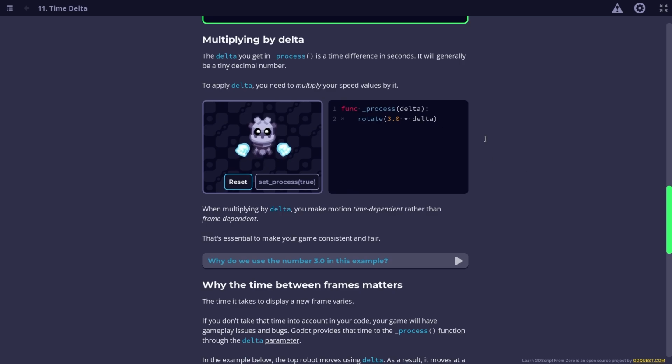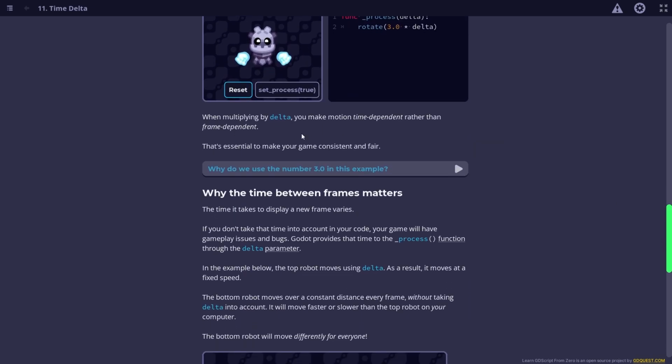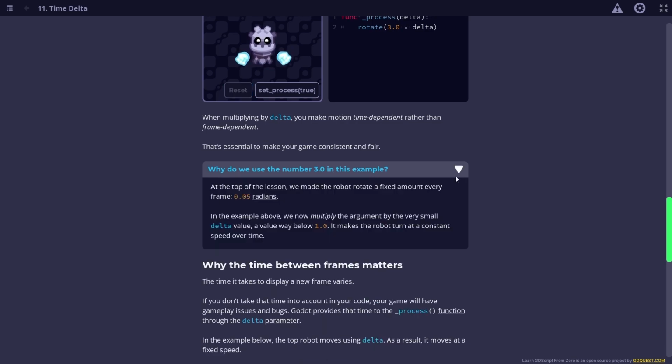Because delta is going to be delta whatever, no matter what. So when multiplying by delta, we make motion time dependent rather than frame dependent. That's essential to make our game consistent and fair. So why do we use the number 3.0 in this example? Yes, why?